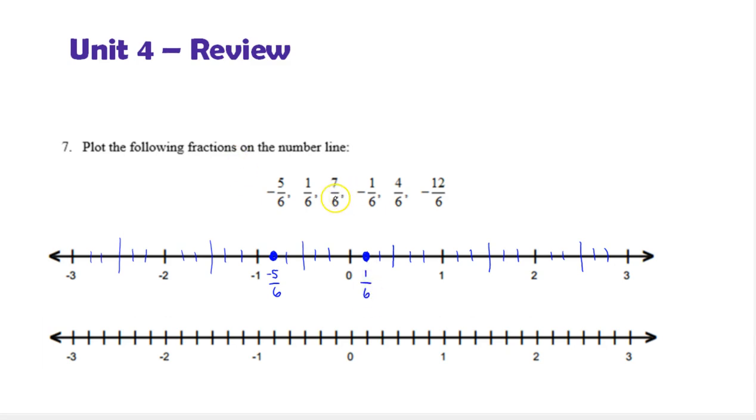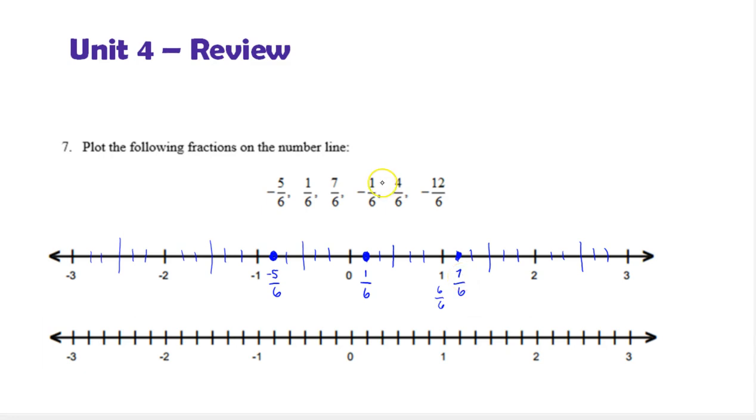Now we have 7/6. Start at 0 and count 7 to the right. 1, 2, 3, 4, 5, 6, 7. Notice I counted 1, even though I didn't draw that tick mark. Notice if you divide 6 by 6, that equals 1. This was our 6th tick mark, and 7/6 would be right here.